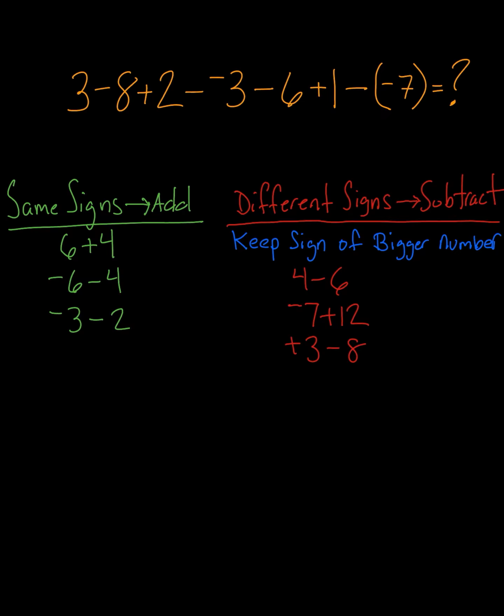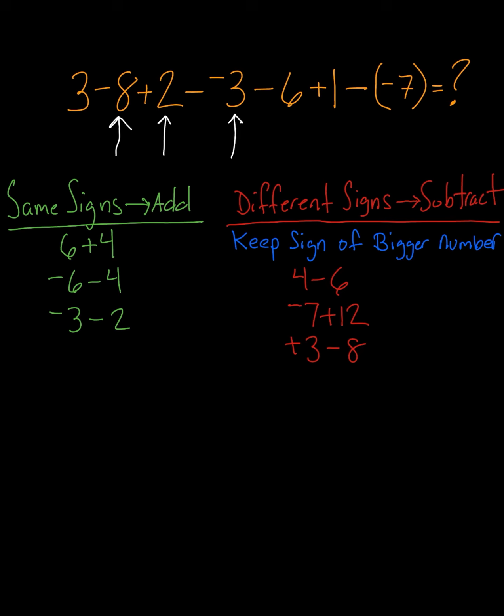First of all, what's the sign of the number? Well, looking up here, the sign of the number is whatever sign is on the left side of the number. So this 8 is a negative 8. This 2 is a positive 2. However, this 3 is not a negative 3 because this is the only exception.